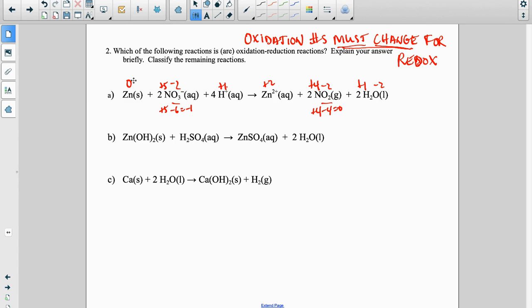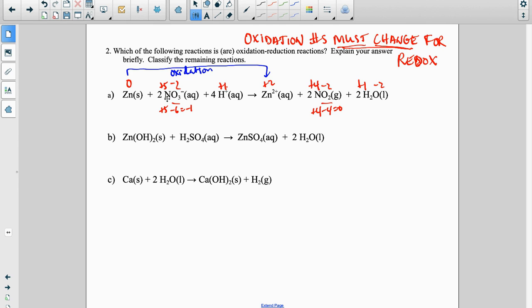So I see some changes. Let me highlight these changes in blue here. I see zinc changing to +2. Now, it's not enough to see one change. Okay, we need to have an oxidation and a reduction. So we need an oxidation. This is an oxidation, okay, because the oxidation number increases. We are losing electrons. Let's see if we can find something that is getting reduced.